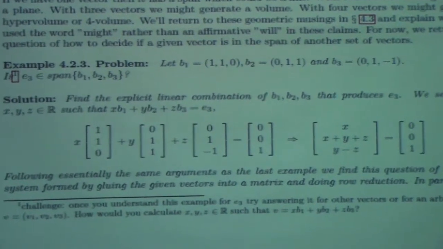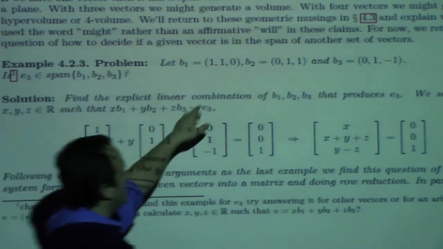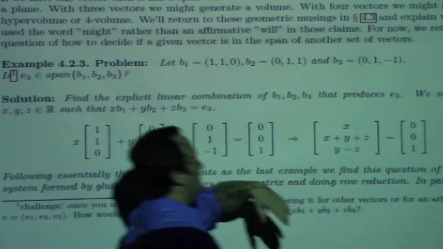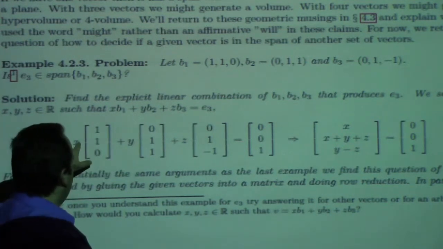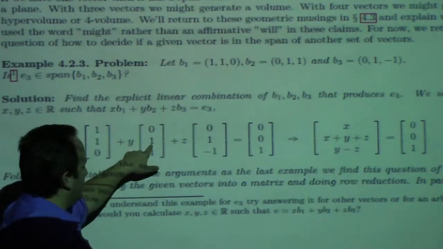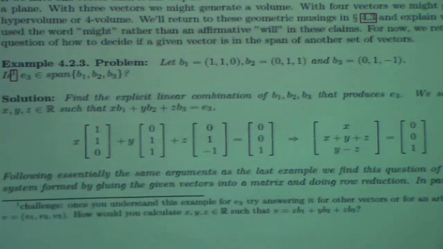Oh yes, here's another one. Is E3 in the span of B1, B2, B3, where B1, B2, and B3 are these guys? So again, I think by now you're starting to get the idea. The first one plus the second one plus the third one equals E3. You try to solve this system of 3 equations.